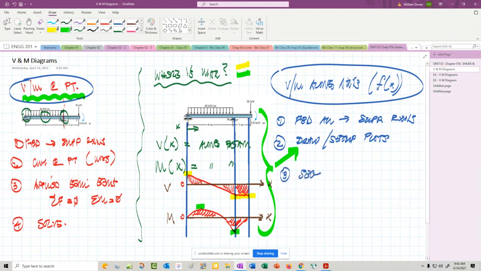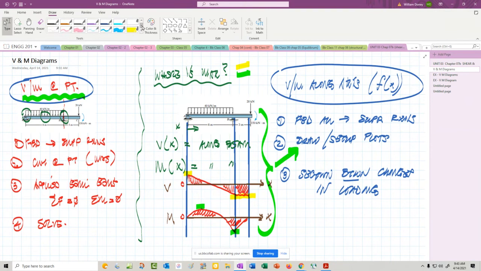And here's where we're going to be different. We're going to section between changes in loading. Between the changes in loading. Okay.